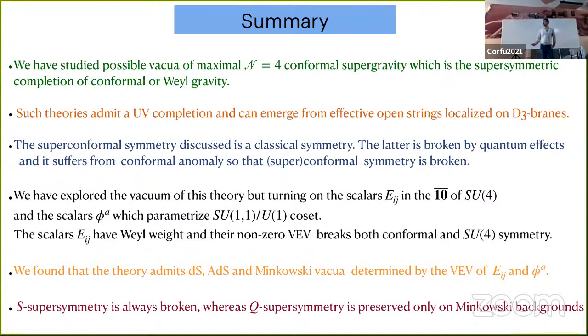And let me note that when you give a vev to the E fields, then you break both conformal and SU(4) symmetry. But let's note as a final remark that if you want to quantize the theory, then one expects that there is a superconformal anomaly. So you expect the conformal symmetry to be broken.